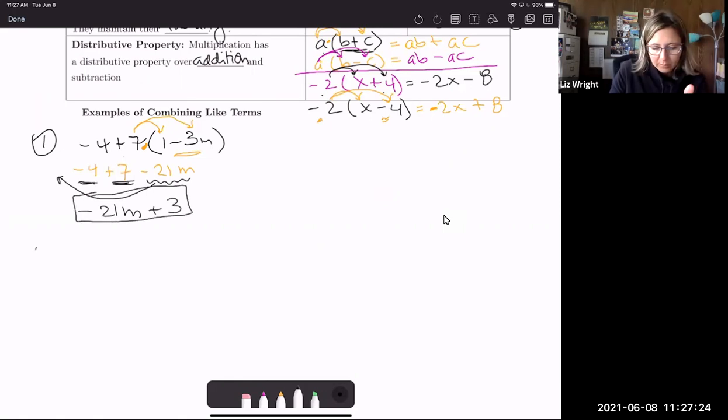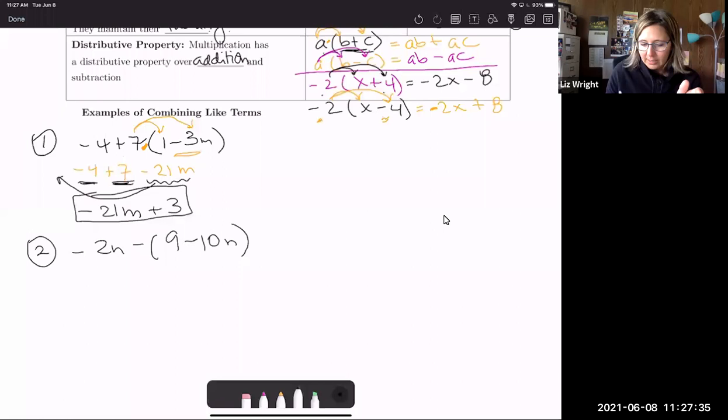So let's do a couple more examples. So number 2, we've got -2n minus the quantity of 9 minus 10n. And on this one, same thing. We're going to distribute that negative. We're going to say -2n minus 9. Negative times the negative should be a positive.